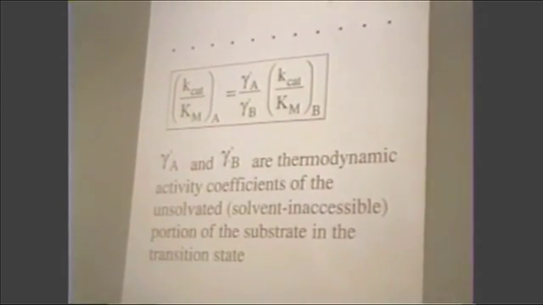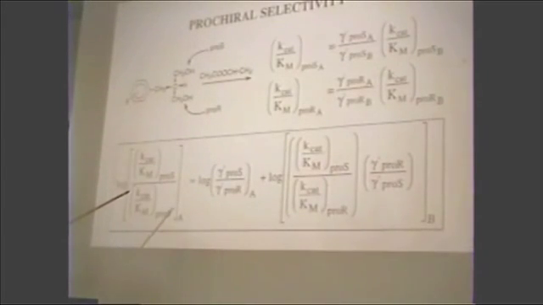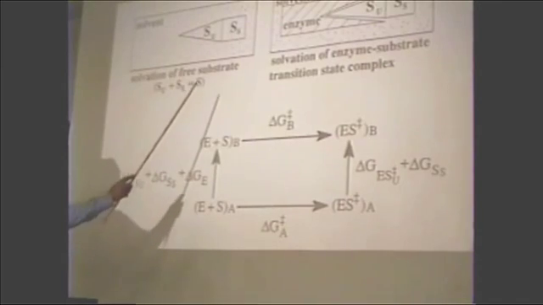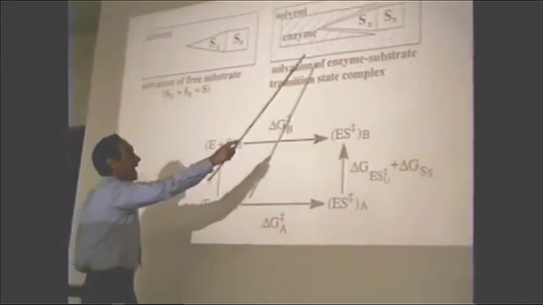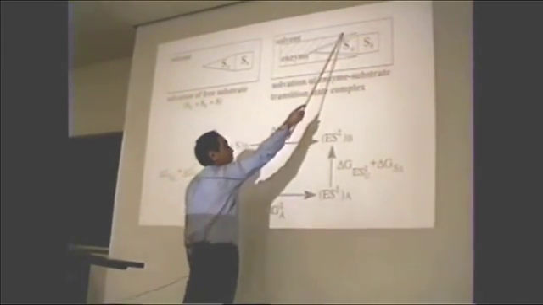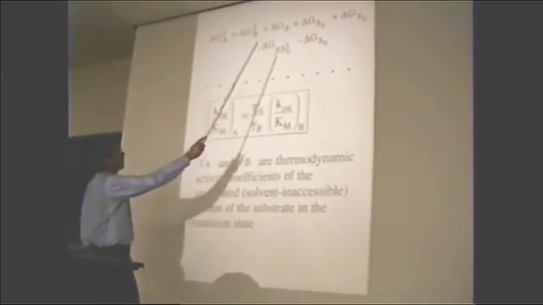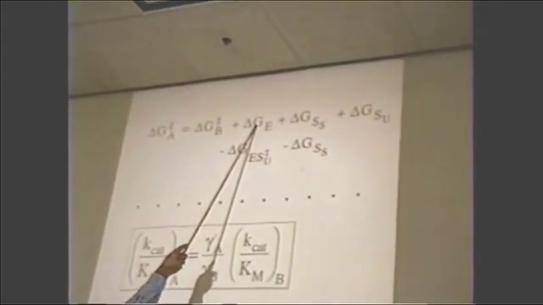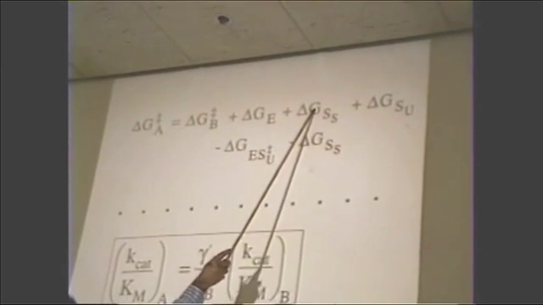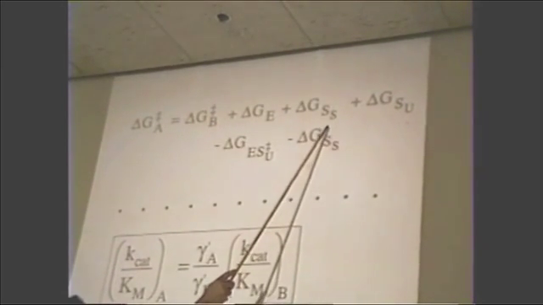Now, at this point, I can make a very important simplification. And the simplification is that since the enzyme is so big and the substrate is so small, then the transfer of the free enzyme and of the enzyme plus the desolvated portion of the substrate will have the same free energy. That means that this term and this term will cancel out. Now, of course, this term and this term will cancel out no matter what, okay?